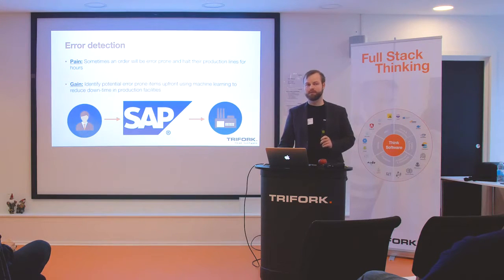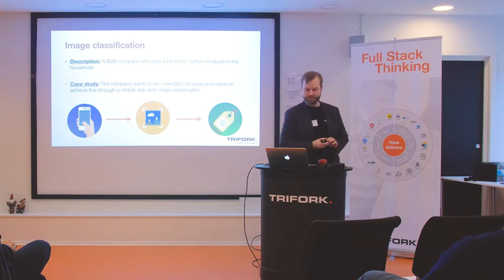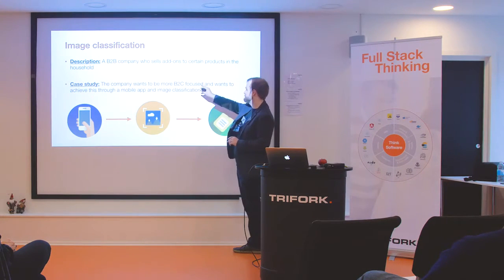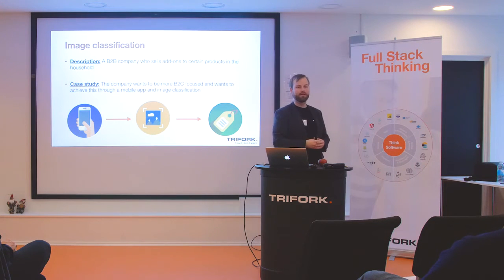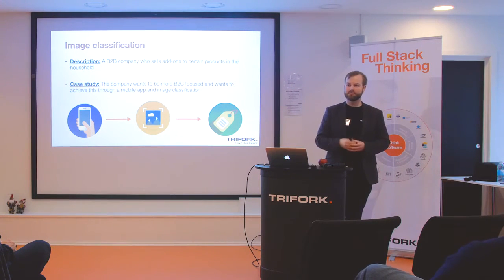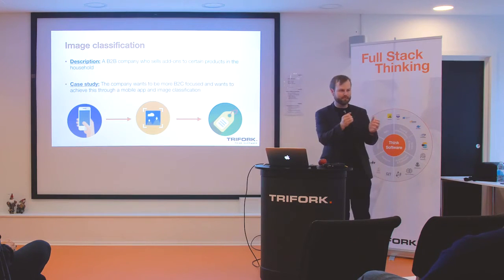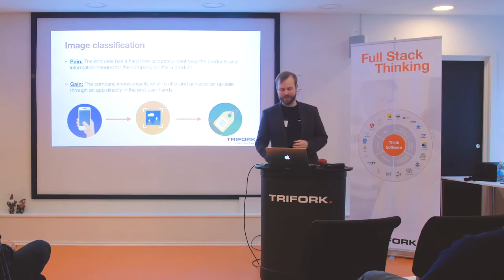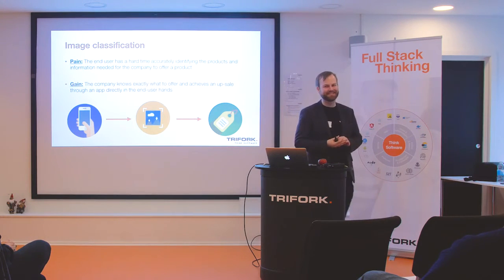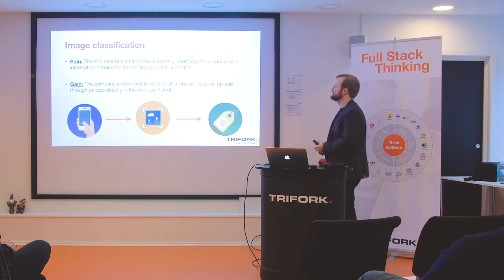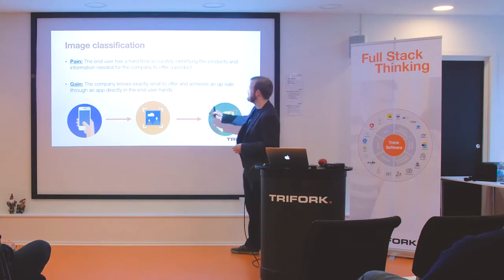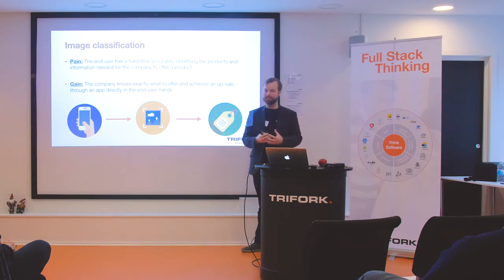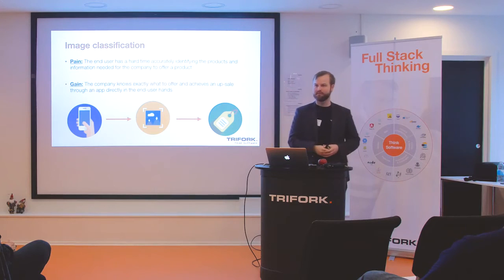A third case we're working on is a company that's currently B2B and sells add-ons to certain products in the household. They want to be more B2C, and they want to achieve this through a mobile app with image classification. So the end user should be able to take the app at home and take images of the house to identify what products they already have. The pain is that the end user has a hard time classifying these products, so they want to ease it up with image recognition. And the big gain would be that the company knows exactly what to offer, and they also can achieve an upsell because there's an app directly in the end customer's hand.